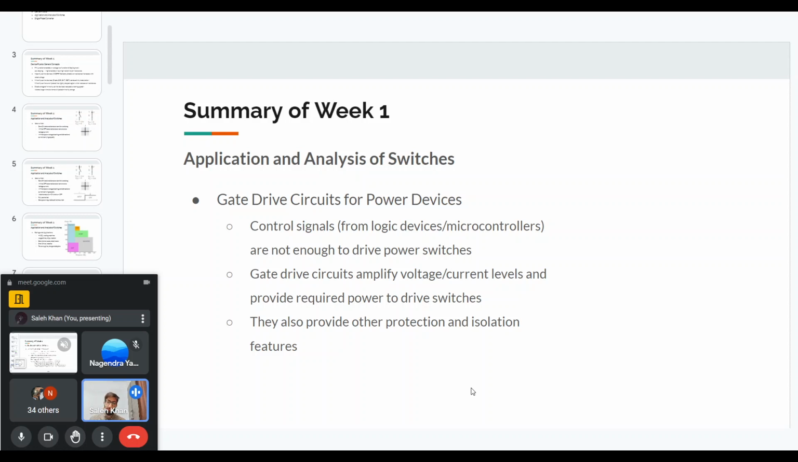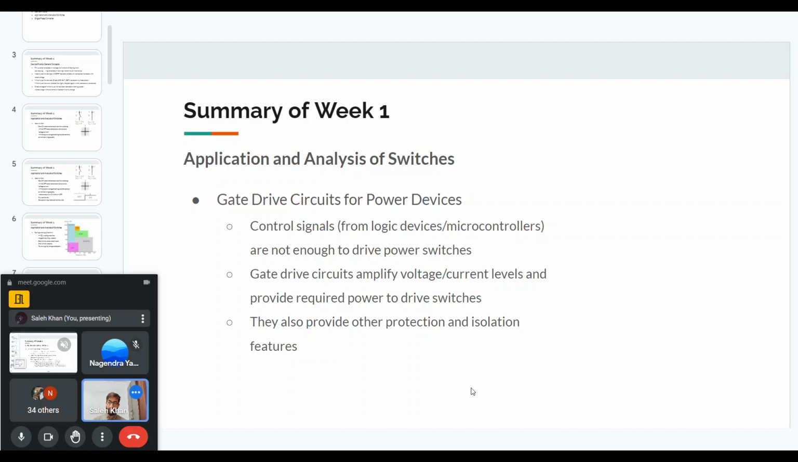So not only the voltage level, but also the current that is required. For example, to turn on an SCR, for a very high voltage rating of SCR, we require currents in the range of amperes. And these control signals will not have that capability. They cannot provide current in the range of amperes to the switches that we want to turn on. So that is why we require some additional circuitry, which is called a gate drive circuitry, to amplify the voltage and current levels and the power level to drive the switches to turn them on and turn them off.